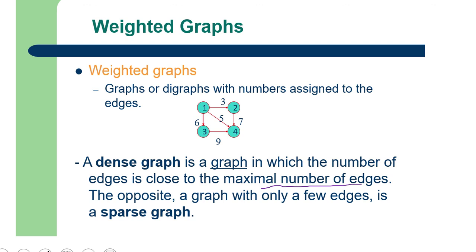The opposite of this graph is a sparse graph. The sparse graph has a small number of edges. To represent this graph, we use an adjacency list. To represent a dense graph, we use an adjacency matrix.